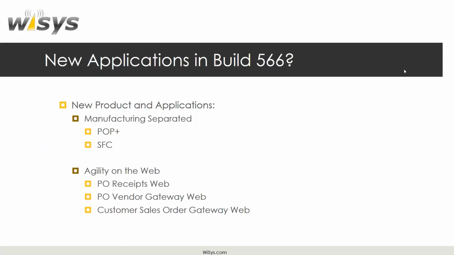Okay, in my last section, we're going to take a look at how we have separated some changes in how the menus are set up. We've actually pulled apart the tab for manufacturing and separated it into the POP applications and also shop floor. And then finally, I'm going to end up with the web. And I'm going to show a couple of different options: PO web receiving, PO vendor gateway. We have a new idea called gateways, and then customer sales order gateway. So let's take a look at those.